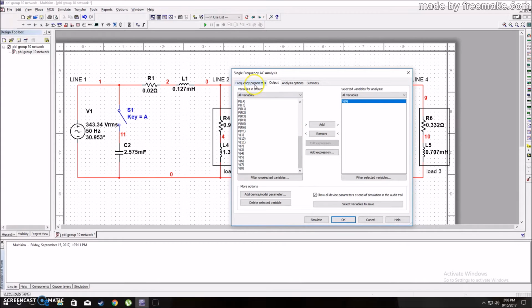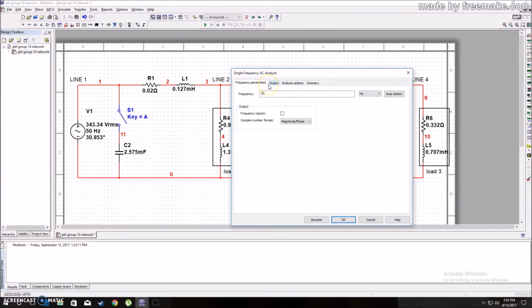in the circuit. So to use the single frequency AC analysis, we must first set the frequency. We must ensure that the frequency tallies with our voltage supply here. For example, my group has set the voltage supply at 50 Hz, so we use 50 Hz. And for the output here, the frequency column is an option whether we want to display the value of the frequency in the analysis or not.